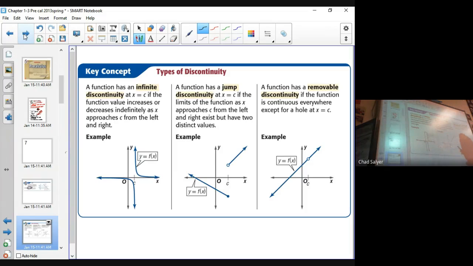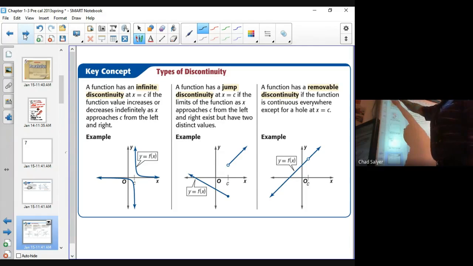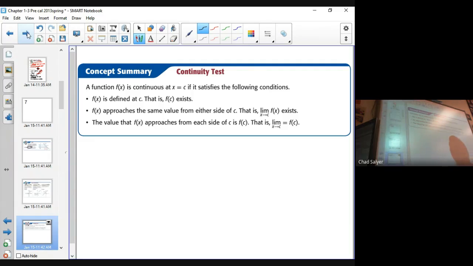Okay, so here's your book's take on infinite, jump, and removable discontinuities. We already discussed those, but your book has a nice graphic here. In order for a limit to exist, first of all, let's do what's called the continuity test. The continuity test is a test to see if a function is continuous at c. Basically, all three things: it's defined at c, the point exists, it approaches the same value from either side. In other words, the limit exists, and the value is equal to that limit.